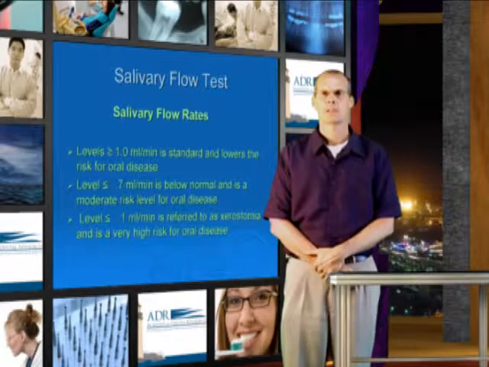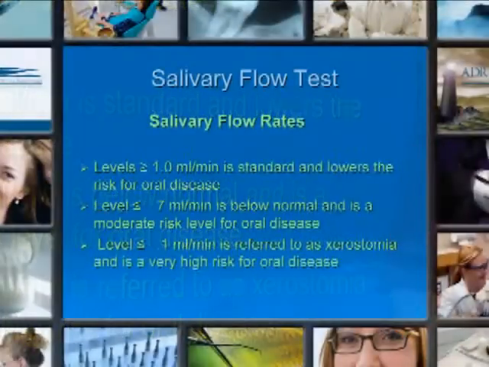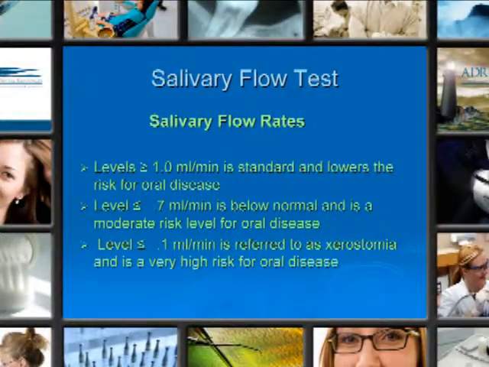Salivary flow test: these are the rates that we're looking for that we think are significant. Levels greater than 1 millimeter per minute is standard and lowers the risk for oral disease. Levels less than 0.7 millimeters per minute is below normal and is at moderate risk level for oral disease. Levels less than 1 millimeter per minute is referred to as xerostomia and is a very high risk for oral disease.